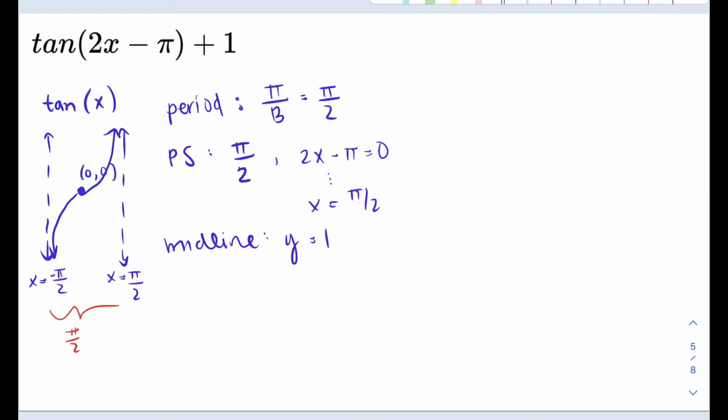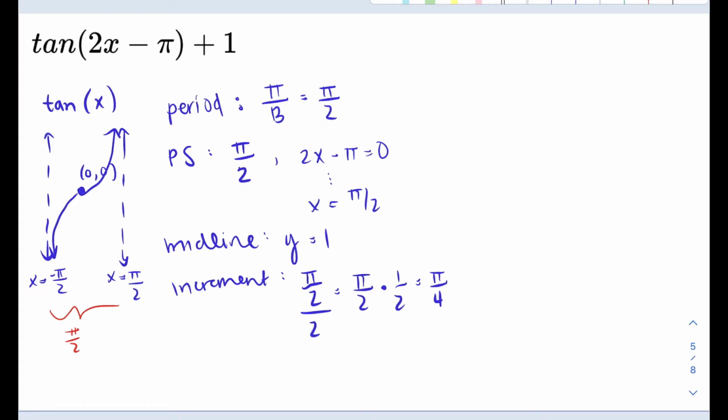Okay, and then my midline is going to be y equals 1, and then my increment is going to be the period divided by 2. So we have pi over 2 divided by 2. We'll keep, change, flip, and we'll get pi over 4. Okay, so there is all of the characteristics. Now at this point you can just graph it. You really just need to put your starting point and then go in both directions for your increment, alternating with a center point, an asymptote, a center point, an asymptote.